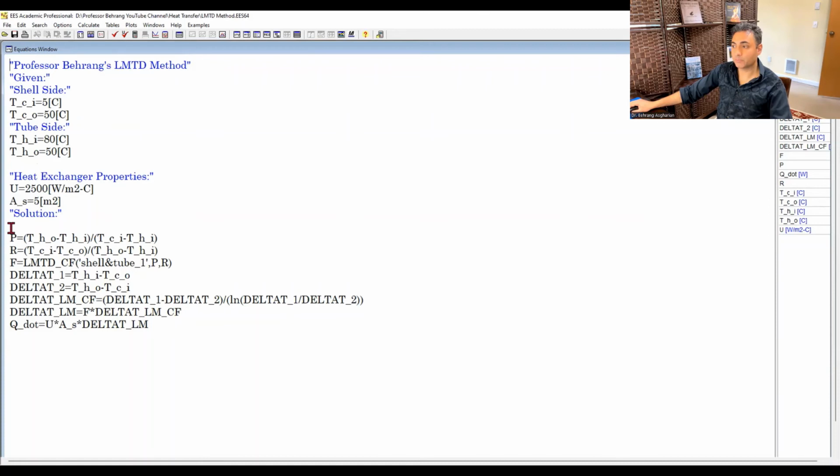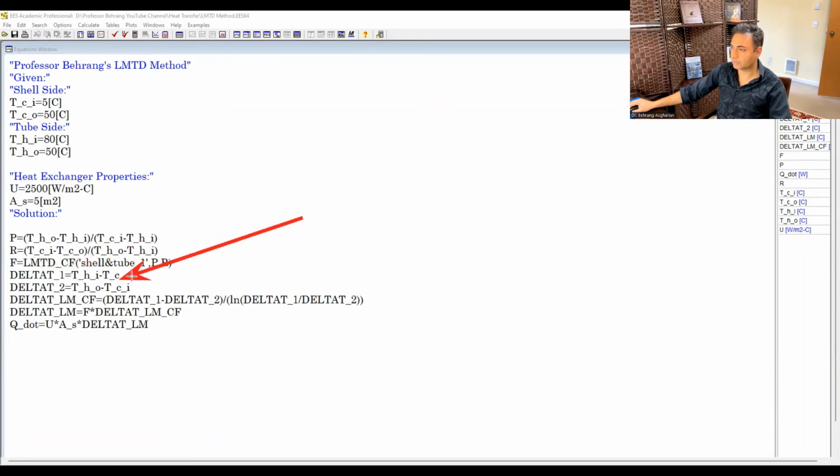I had to calculate P and R, and based on whatever is given as shell and tube, I calculated P and R here, in this part of the code. And if you look at the rest of the code, after calculating P and R, I calculated, in this line here, the correction factor, using the function I just told you, LMTD underline CF.